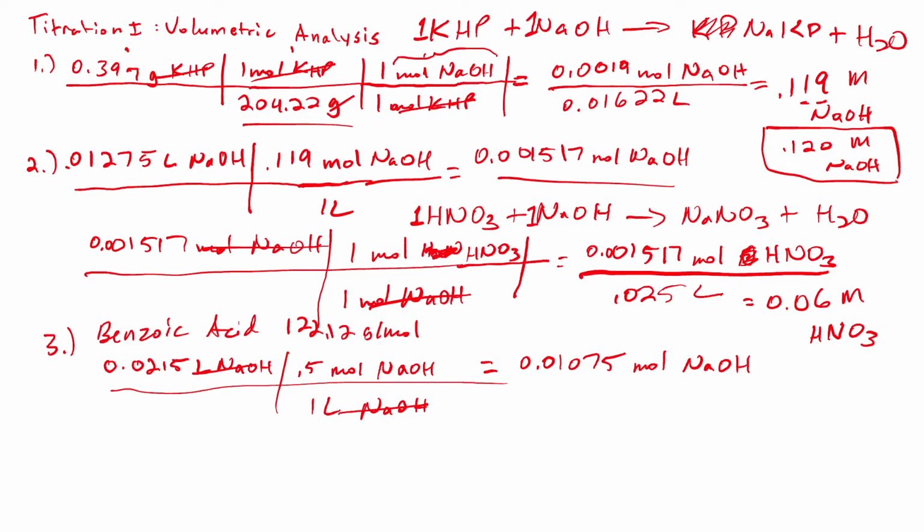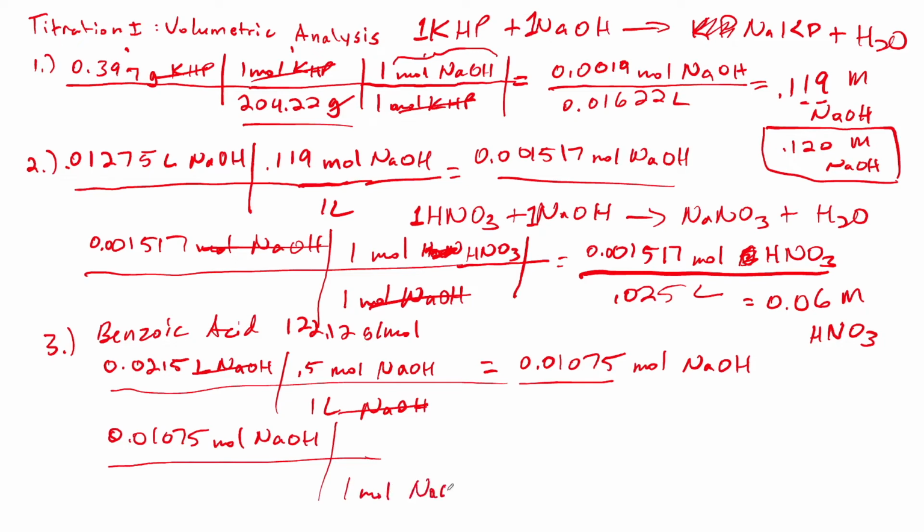You got to figure out what the concentration of this monoprotic acid is, this benzoic acid, right? Okay. So we did it the same way we did the last problem, right? We get our number from over here, the moles of sodium hydroxide. So that's 0.01075 moles of sodium hydroxide. For every 1 mole of sodium hydroxide, we get 1 mole of benzoic acid.